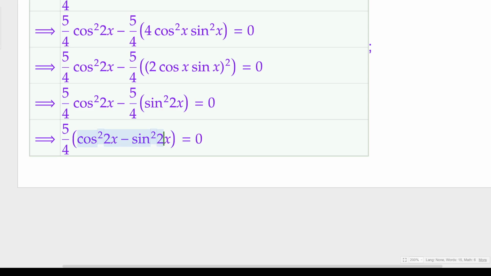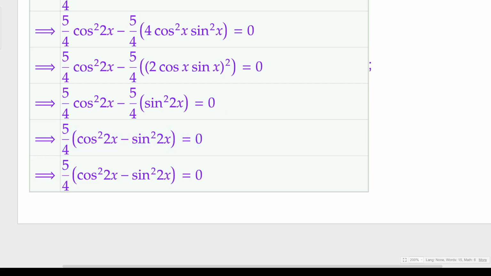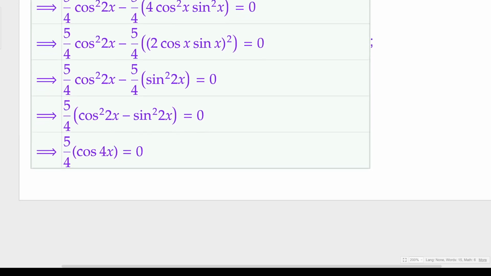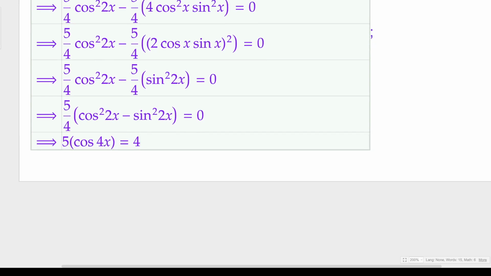Now this is clearly cosine of 4x. From this step, instead of this expression I can write cosine of 4x. On multiplying 4 on both sides, 0 divided by a finite number is 0, and I can directly say that this 5 by 4, a real number, can be divided on both sides. So effectively cosine of 4x is equal to 0.